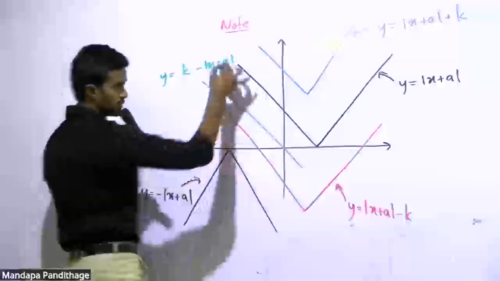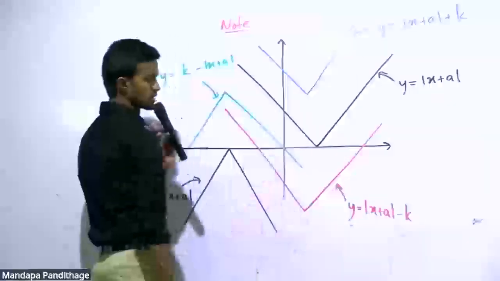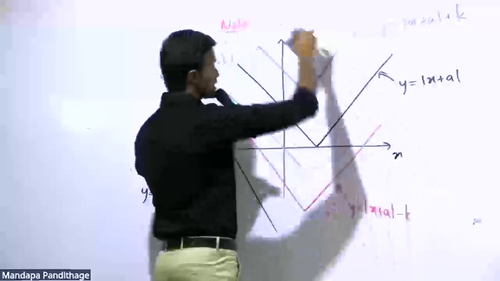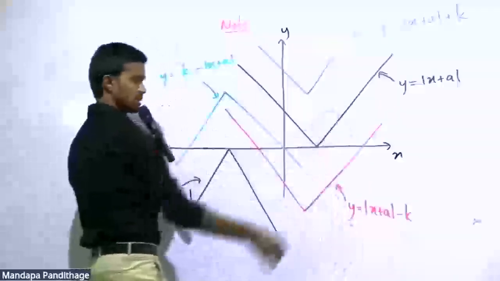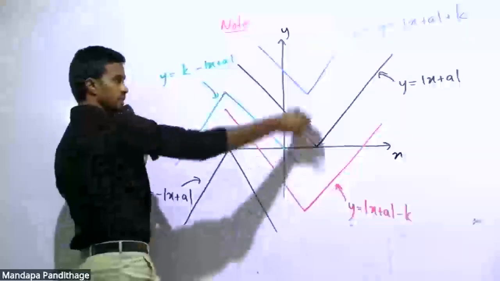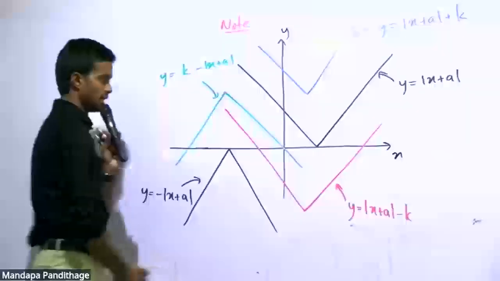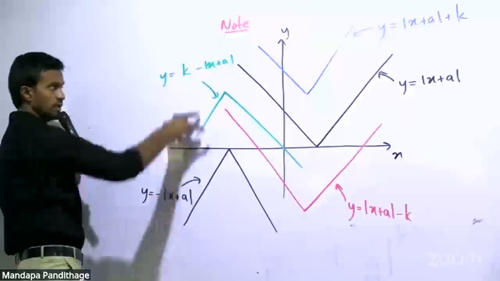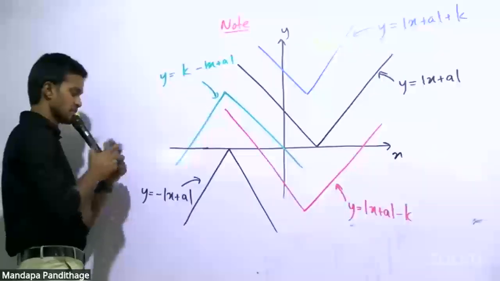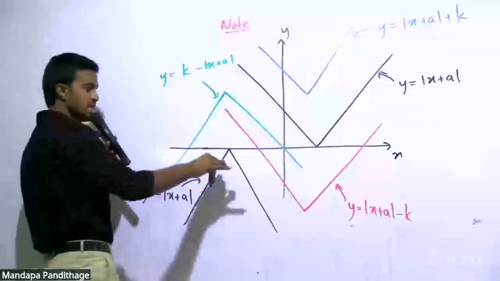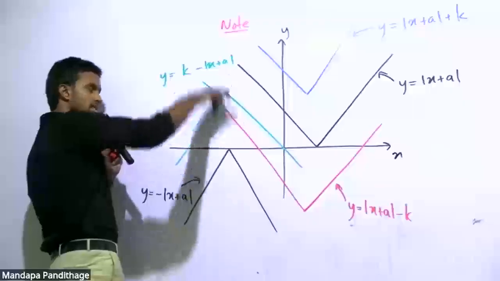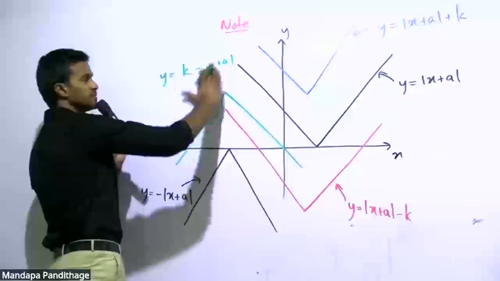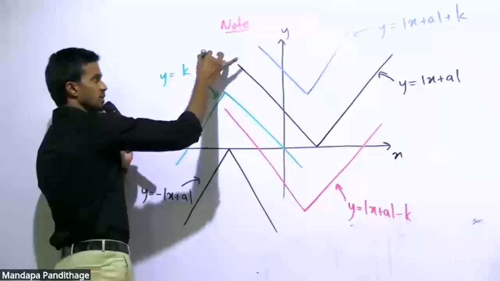When it is only a modulus, it always starts from the x-axis. But when it is a modulus plus something, it goes up. Modulus minus, it comes down. So this one has gone up, here it has come down, and minus modulus is in this way. When you have a minus modulus plus something, every time it is plus, the graph shifts up along the y-axis. When it is minus, it goes down.